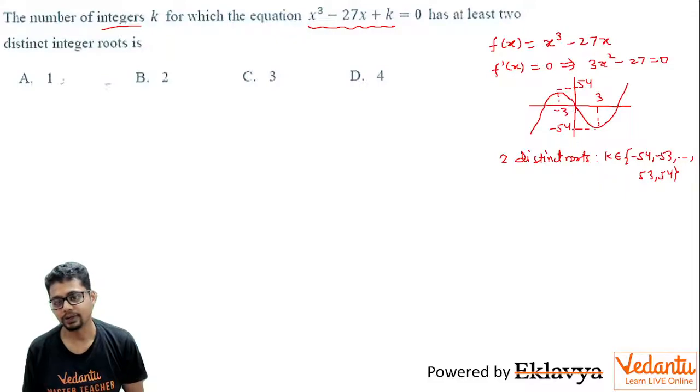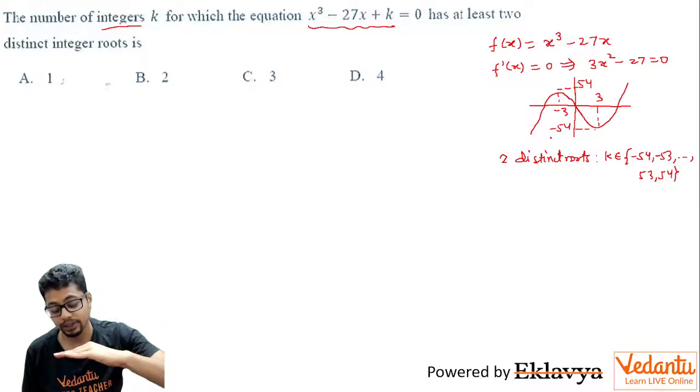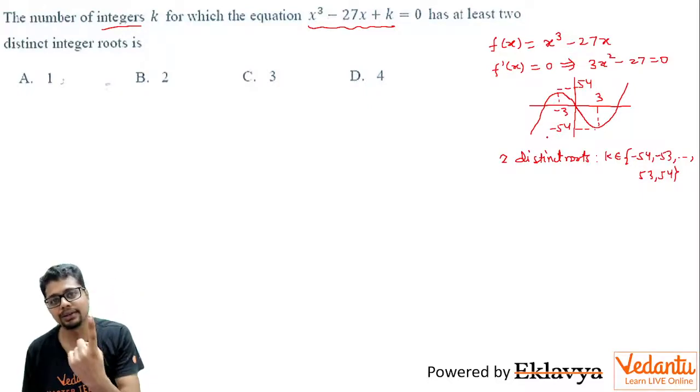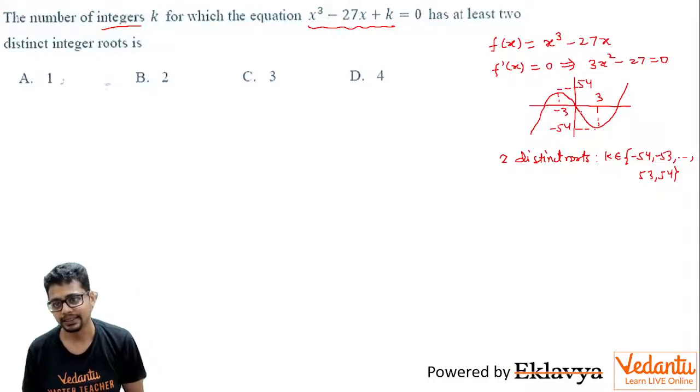Because if the graph moves 54 units above, or rather more than 54 units above, there would be exactly one real root only. And similarly, if it moves more than 54 units below, which you can easily see based on what's happening with x cube minus 27x. Now, k can take so many values possibly, so to make cases like this is not a good idea. So you make yet another observation.